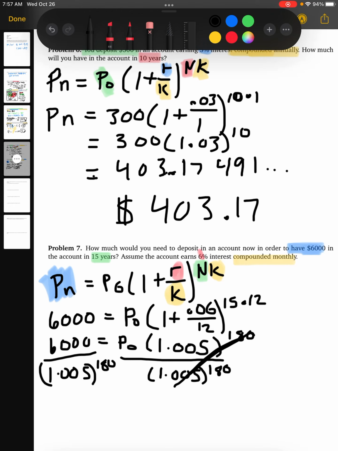So let's go ahead and punch into our calculator. 6,000 divided by 1.005 raised to the 180. And so that gives us PO is equal to 2,444.8945... But because it's money, we're going to round to 2,444.89. And that would be your final answer there. And that's problem 7.